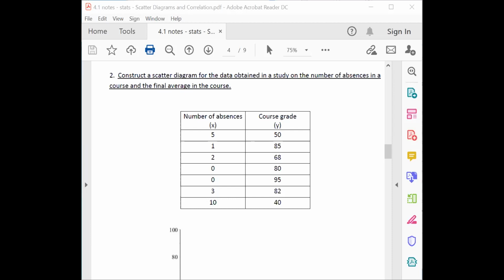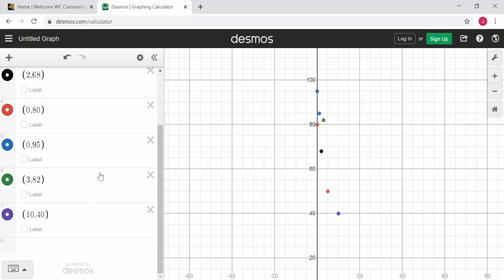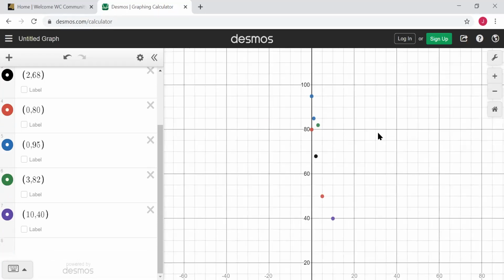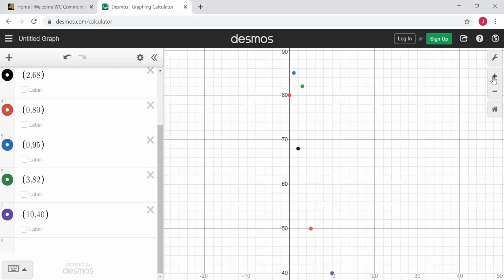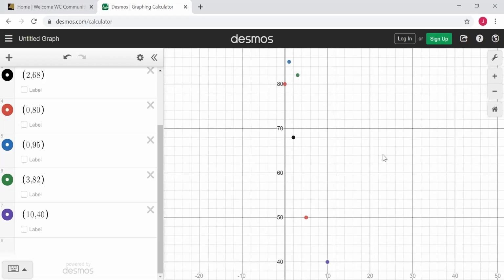0, 95, 3, 82, and 10, 40. Something like that. So let me share with you what I'm seeing. There you go. Boom. I put in all the points over here on the left. And now here's a new trend forming. Maybe we can zoom in just a hair.